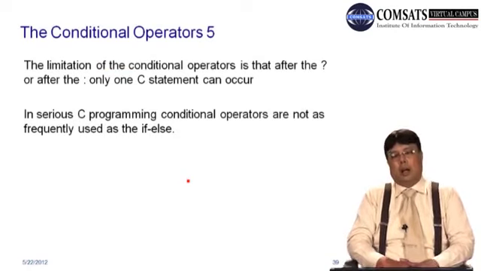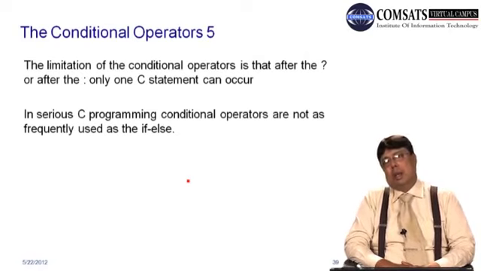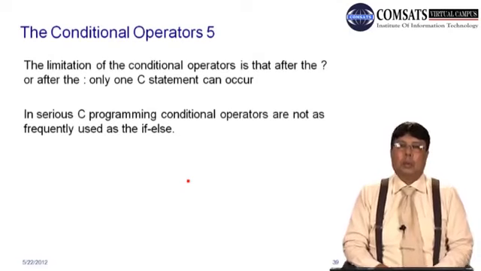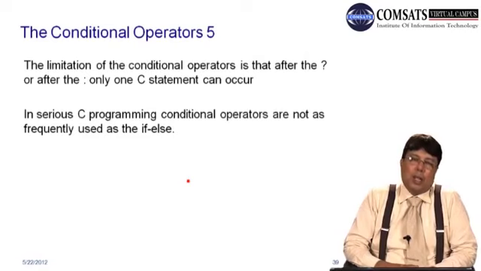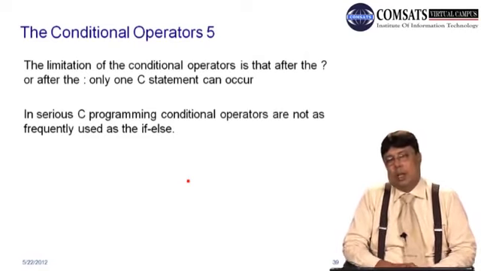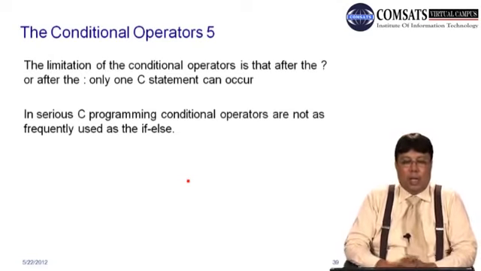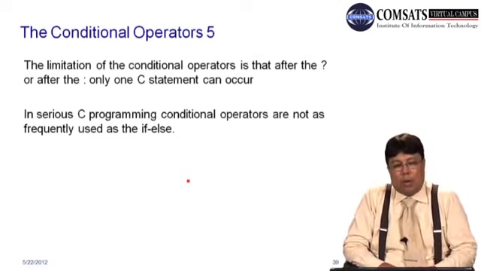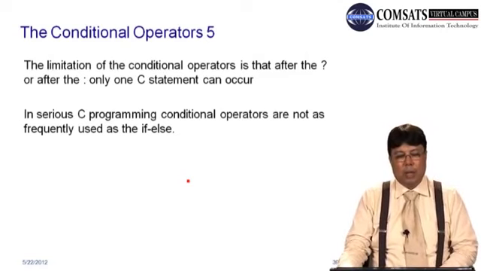one C statement can occur, whereas in the if statement there is no such condition. Inside if or else you can put in as many statements as you like, just you need to put in braces. Whereas inside the conditional operator you can only put one single statement. If it is true, then you can put one statement. If it is false, then you can only put one statement. So that is the major difference. So in serious C programming, conditional operators are not used frequently. Rather we use if and else.